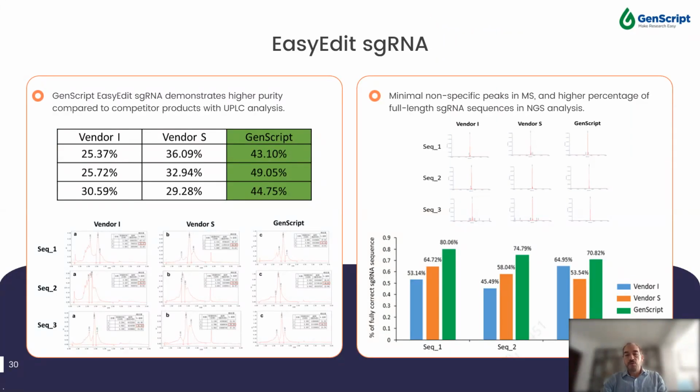So these are just some results with our easy edit sgRNA done side by side with other popular vendors on the market offering similar quality of similar service. As you can see, GenScript is usually with higher purity. We have less in mass spectrometry, we show higher percentage of full-length sgRNAs, and we also show higher percentage of full sequence sgRNAs.